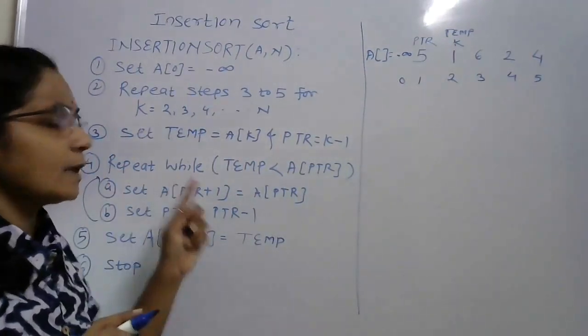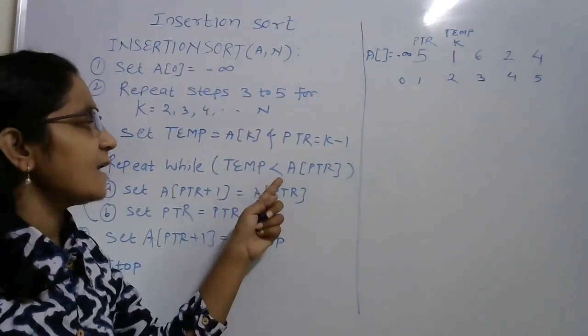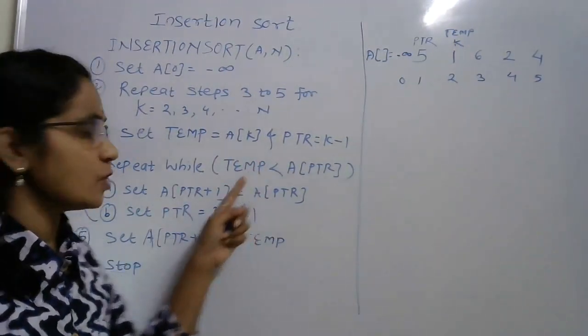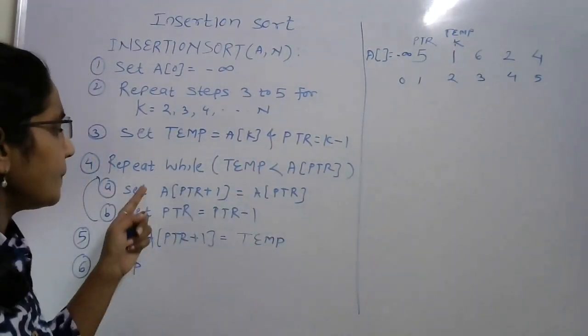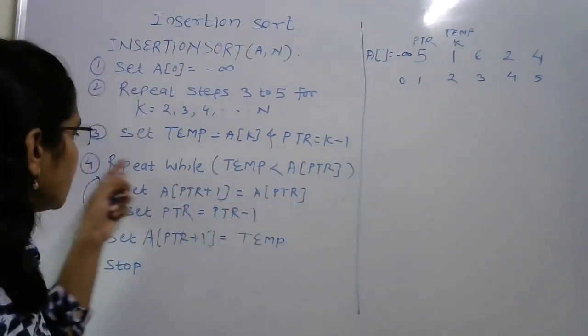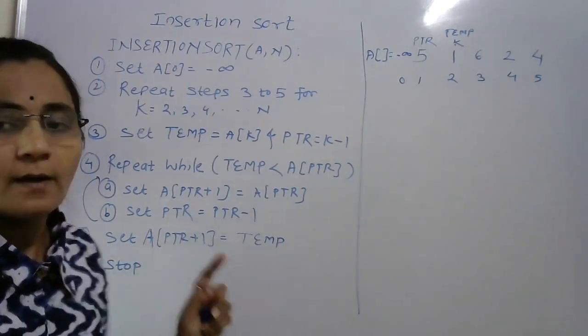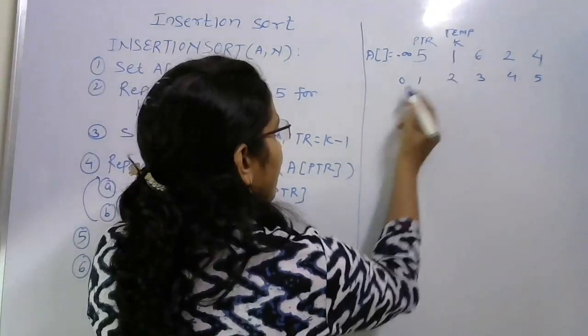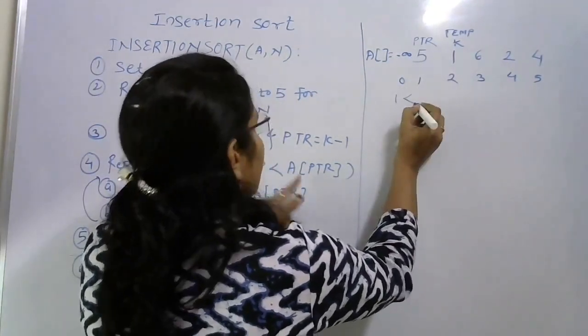Now you check for the loop. While temporary is less than A of PTR, we have to execute steps A and B till the condition is true. Once the condition becomes false, the control is out of the loop. So is temporary less than A of PTR? What is the value of temporary? 1. It is less than A of PTR.